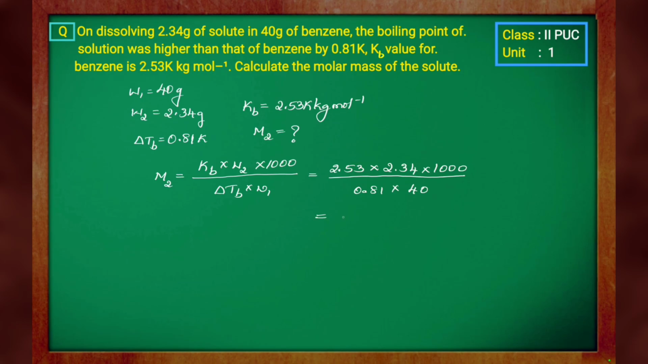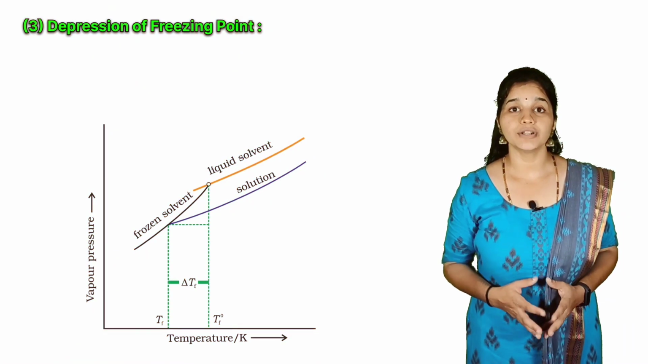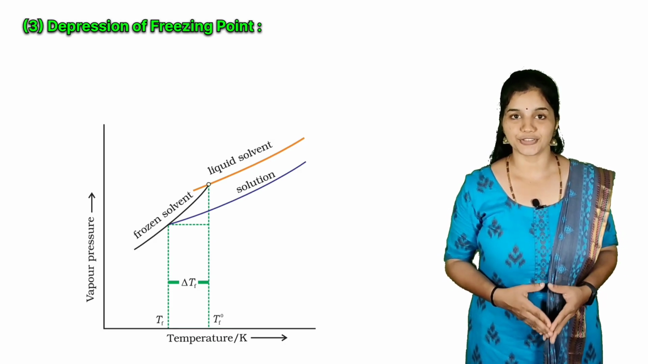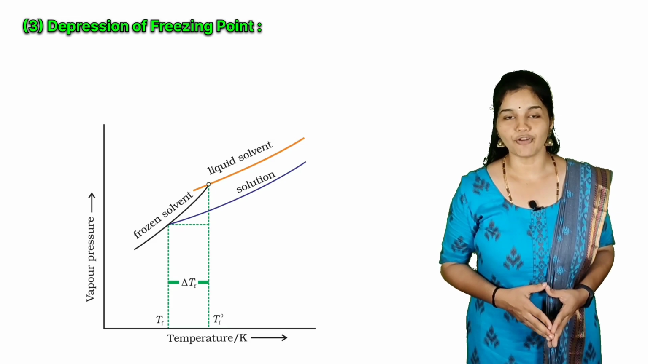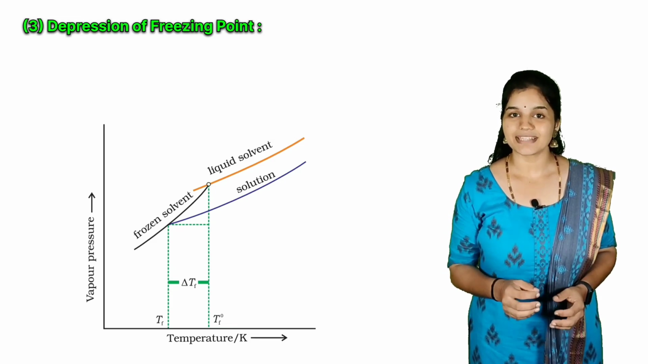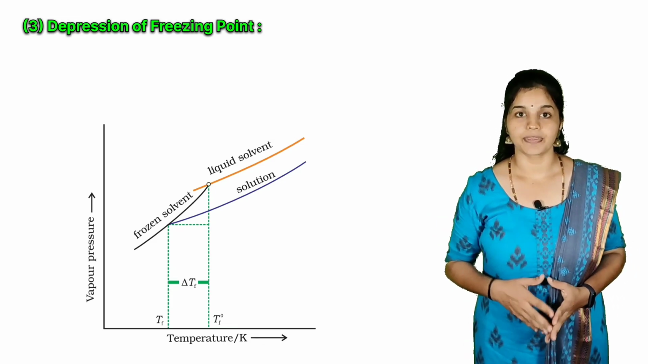After simplifying this, we will get the molecular mass M2 is 182.72 gram per mole. So therefore, the molar mass of solute is 182.72 gram per mole. The lowering of vapor pressure of a solution causes lowering of the freezing point compared to that of pure solvent, represented by the graph here.